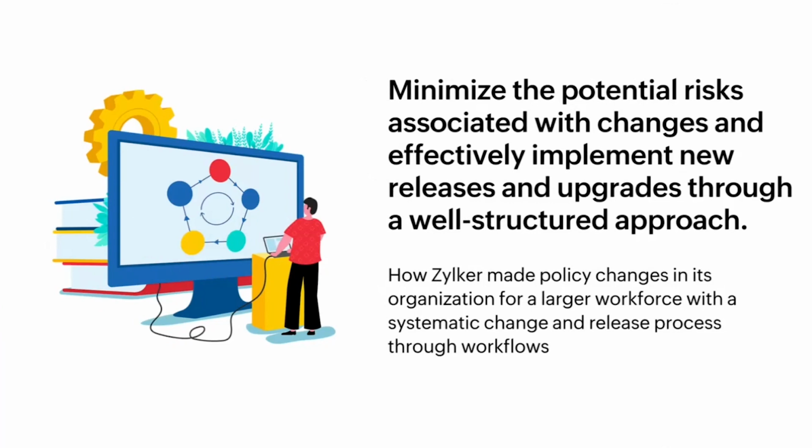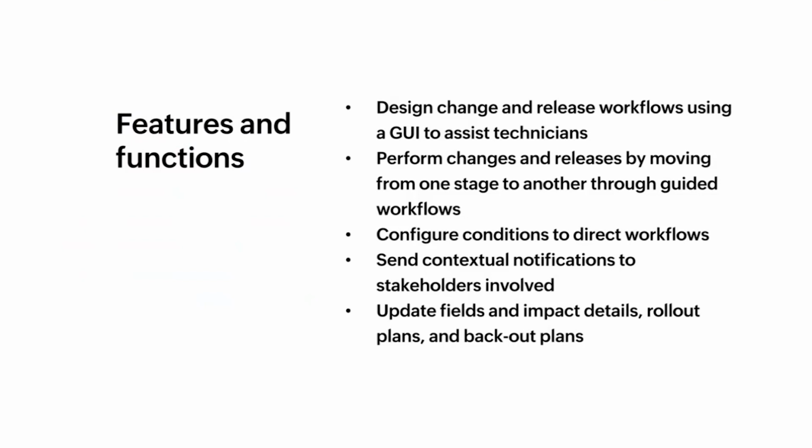With this, Zilker was able to make sure that every change and release had its own workflow, and their admins were able to design them. And moving from one stage to another was very easy for them, because at most times, no intervention was required by a technician, because if a condition matches, automatically a change or a release goes to the next stage or status. Throughout the entire workflow, they were also able to send out notifications, trigger custom functions, and update fields. We saw how they were able to back out if an approval was denied, and at the same time, they were able to progress through the entire submission until closure without a hassle.